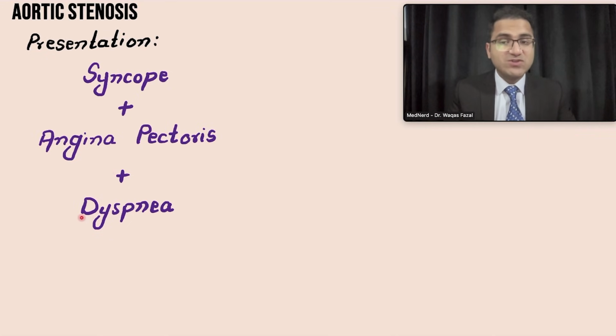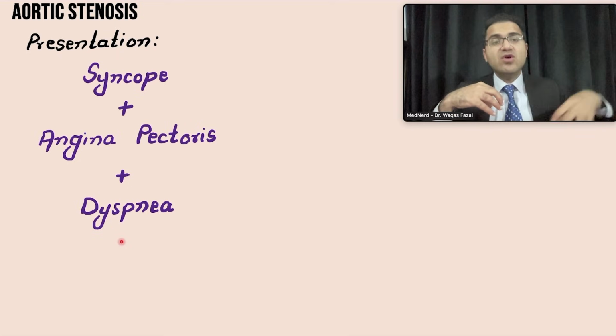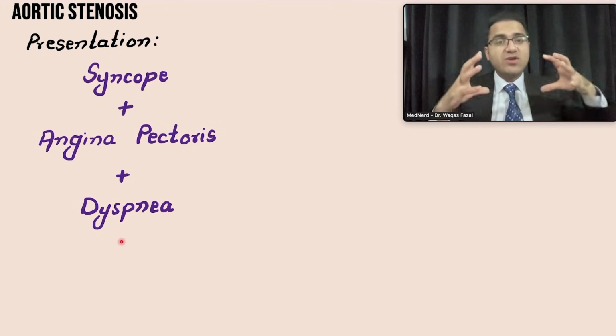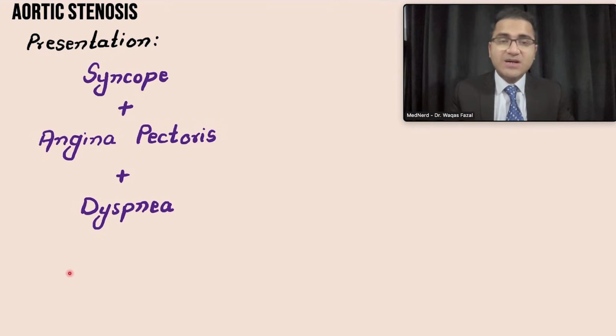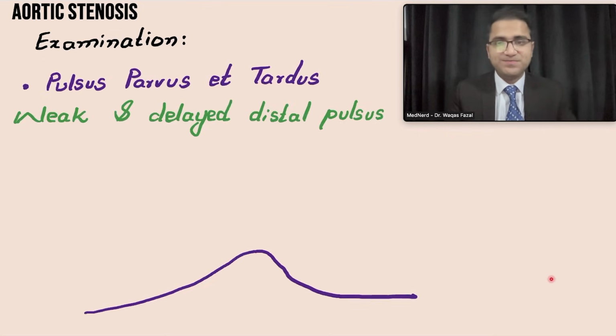And these patients also experience dyspnea, shortness of breath, because the blood cannot be pumped to the aorta. Therefore, there will be backing up of blood from the left ventricle to the left atrium to the lungs. Therefore, the lungs will be congested, causing dyspnea. A simple mnemonic that can help you remember these symptoms is SAD: syncope, angina, and dyspnea. Normal aortic valve area is 3 to 4 square centimeters, and symptoms appear whenever there is stenosis and the valve area is less than 1 square centimeter.